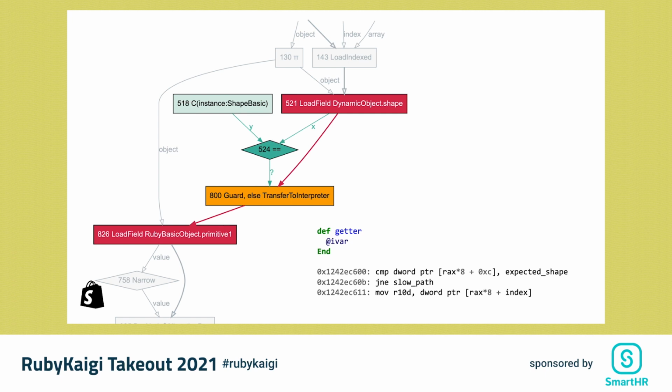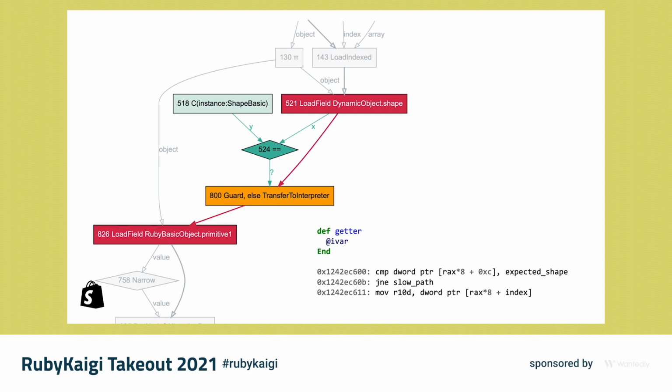In the machine code, we can see that comparison against the expected shape jumping to the slow path if they're not the same, and then loading the variable. That's 3 machine instructions. So the first machine instruction, if you're not aware, in Intel processors, a single instruction can load memory as well as do some arithmetic. So what this is saying is comparing reading from the object, which is in the register RAX, and then times 8 plus 0xc is saying read the shape within it. It's just a field within the object.